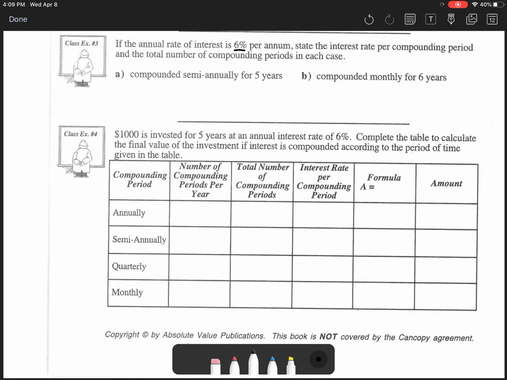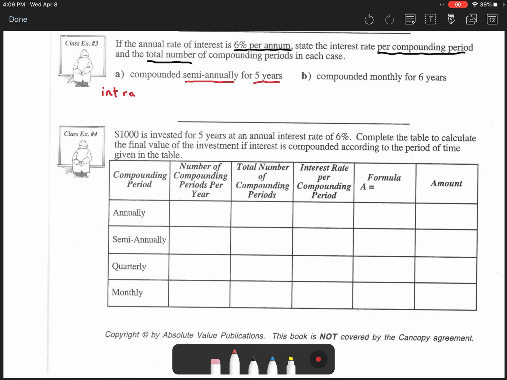So in class example 3 here, it says if the annual rate of interest is 6% per annum. So again, the bank is going to give you 6% for the whole year. State the interest rate for each compounding period, and then also they want the total number of compounding periods. So you'll see here, they're saying you're compounding your interest semi-annually. You're going to collect your interest twice a year, and you're going to do that for 5 years, right?